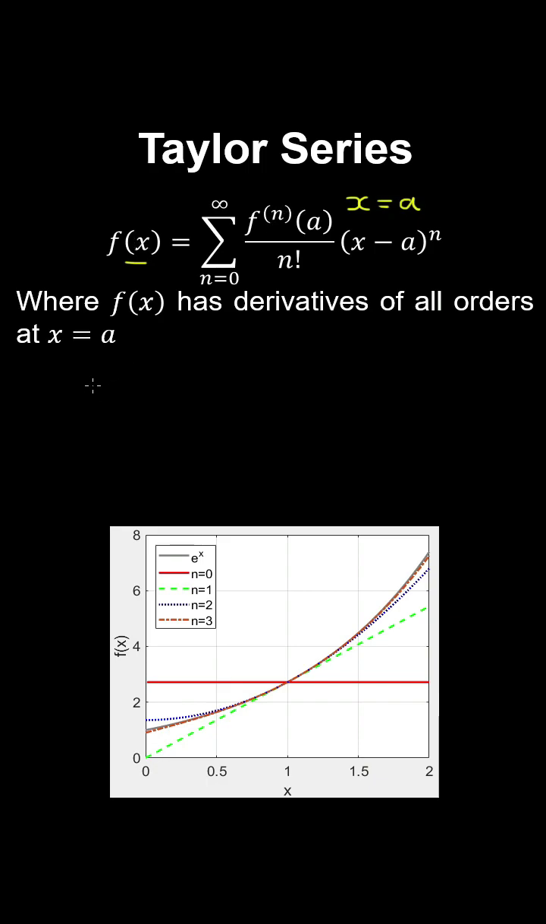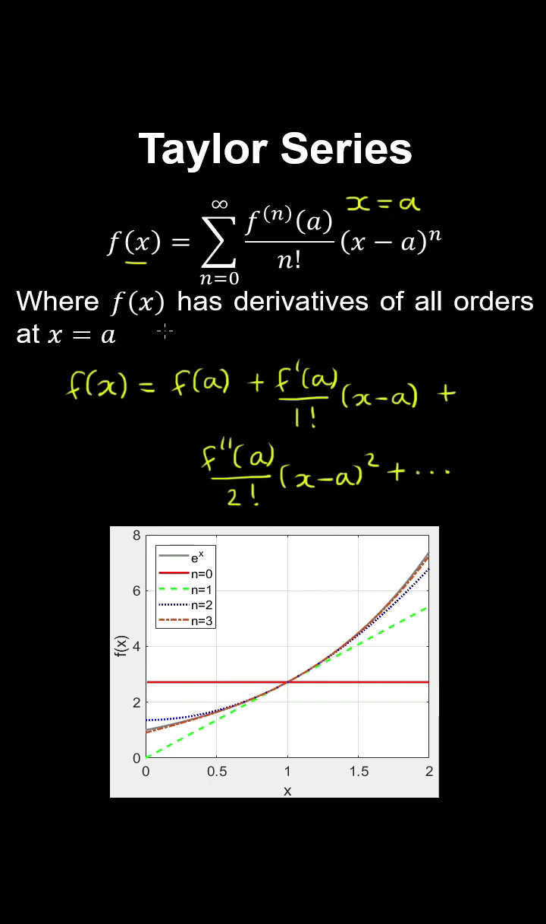So when we expand a few terms, an example of a function that has derivatives of all orders is the exponential function. And here we have the Taylor series expansion centered on x equals 1. So as we use more terms in the Taylor series, you get a better approximation to the function until you get the exact value if you use an infinite number of terms. And when the Taylor series expansion is centered on x equals 0, that's called the Maclaurin series.